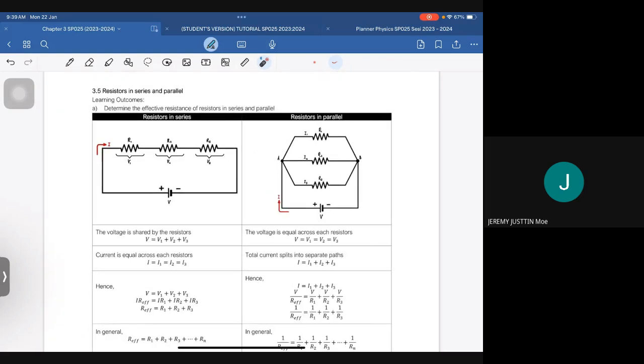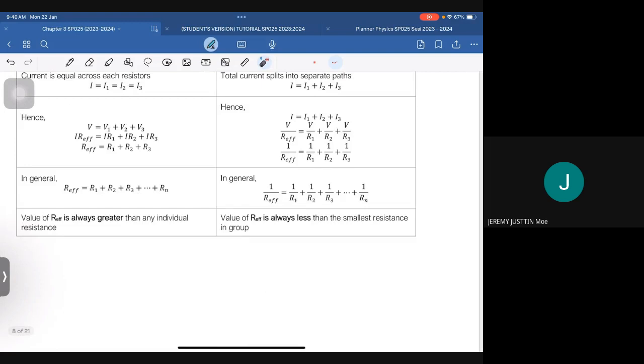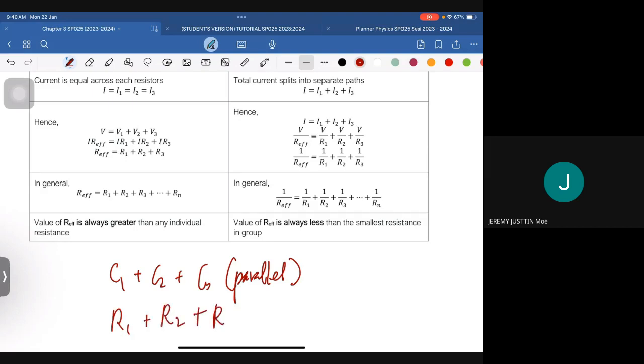Okay, so untuk yang ini sama juga dengan capacitor, resistor pun boleh ada connection series and parallel. Okay, so the difference between capacitors and resistors, dorang punya equation terbalik. Kalau kamu ingat, R1 plus R2 plus R3 untuk series, kalau untuk capacitor C1 plus C2 plus C3, yang ini untuk parallel. Tapi kalau resistor dia terbalik. Okay, kalau dia tambah ni, maksudnya yang ini untuk series.